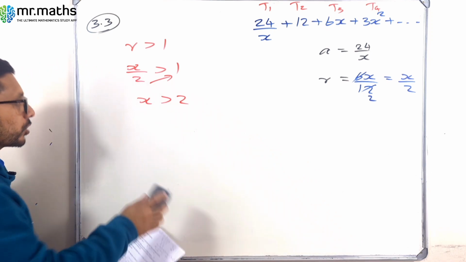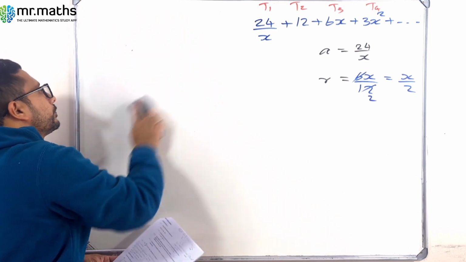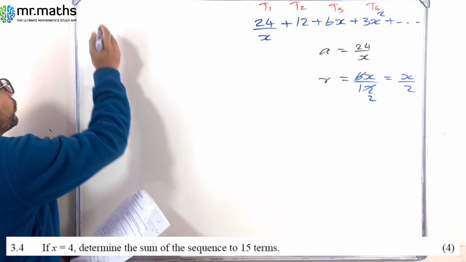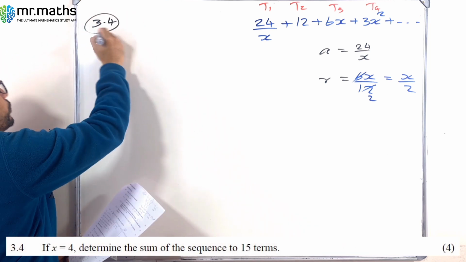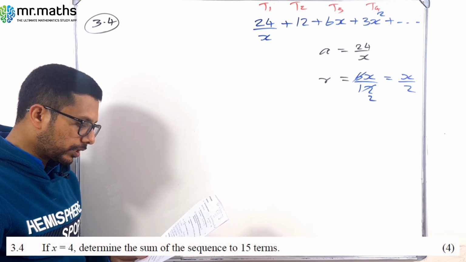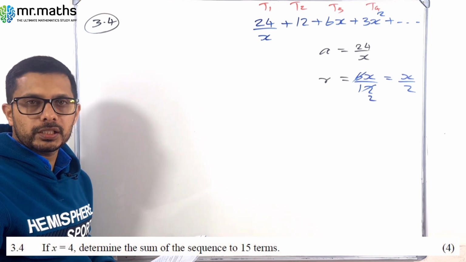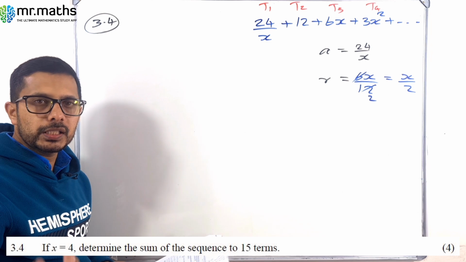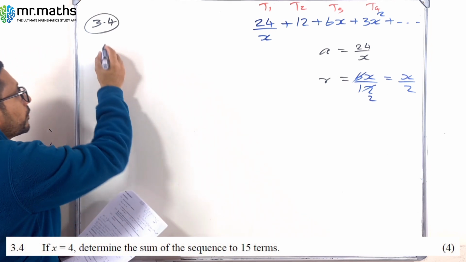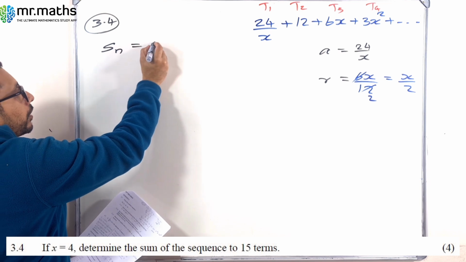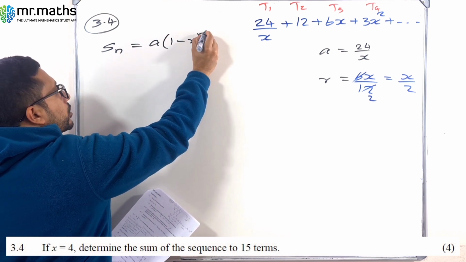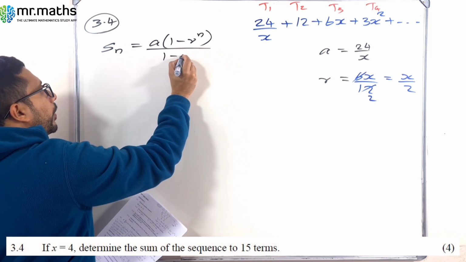Now let's move to the next question, question number 3.4. What is the question? If x is equal to 4, determine the sum of the first 15 terms. Sum of the series, this is a geometry sequence. Am I right? So in this geometry sequence, what is the sum Sn, what is the general formula? You have to learn by heart that formula: a into 1 minus r raised to n, divided by 1 minus r.